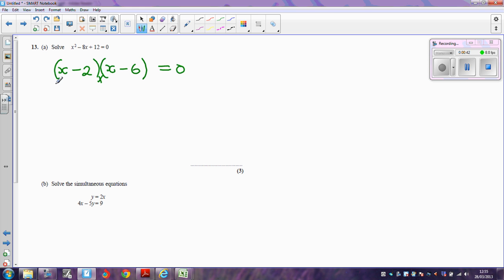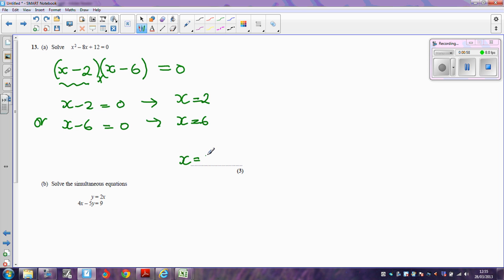The answer is 0. So either x minus 2 has to be 0, and if x minus 2 is 0, that means that x would be 2, or the second bracket, x minus 6, could be 0, in which case x is equal to 6. So the solution there is x equals 2 or 6. Remember, the idea here is that if you have 2 numbers which are multiplied together and the answer is 0, then either this one has to be 0 or this one has to be 0.